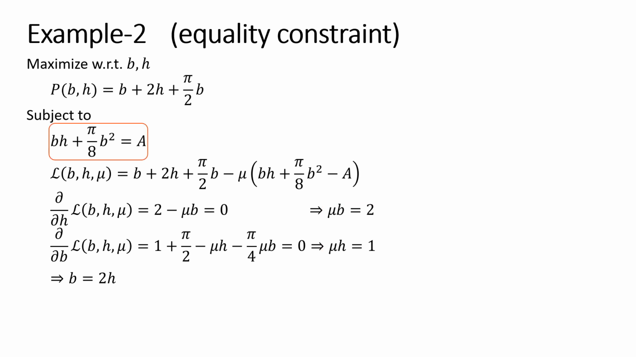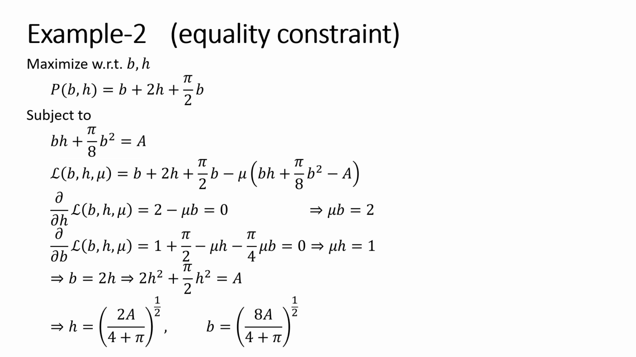Now we have the equality constraint, and replacing b equals twice h and solving, we see that 2h squared plus pi over 2 h squared equals a, whence h equals square root of 2a over 4 plus pi, and b equals square root of 8a over 4 plus pi.